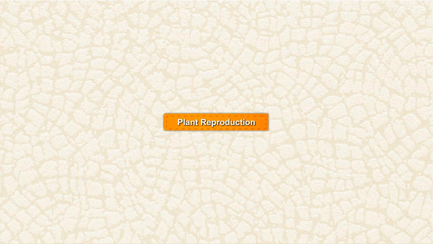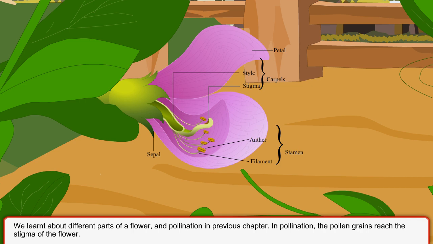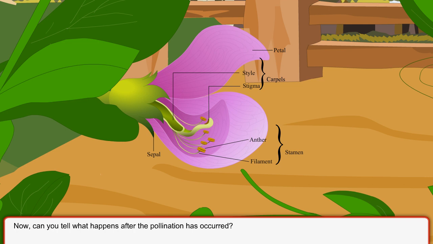Plant reproduction. We learnt about different parts of a flower and pollination in the previous chapter. In pollination, the pollen grains reach the stigma of the flower. Now can you tell what happens after the pollination has occurred?